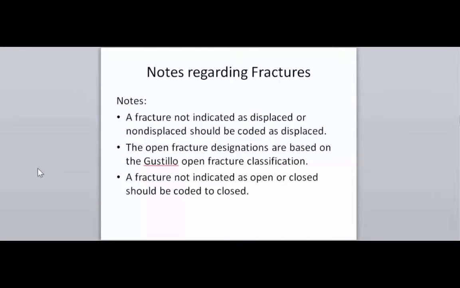A couple of notes you're going to always remember as a coder, and these are at the beginning of chapter 13. But just to review, a fracture not indicated as displaced or non-displaced is coded as displaced. So that's an important thing to remember. The open fracture designations are based on the Gustilo, which we will go over in a few minutes. And a fracture not indicated as open or closed is coded as closed. So those are important generalities that when you're coding, that's just the assumption you make. You're going to follow the rules, and these are the rules.